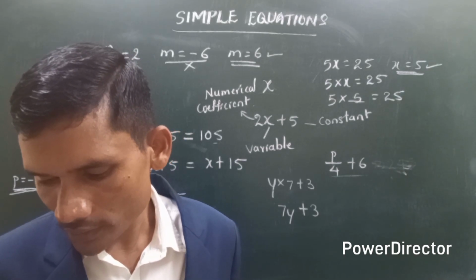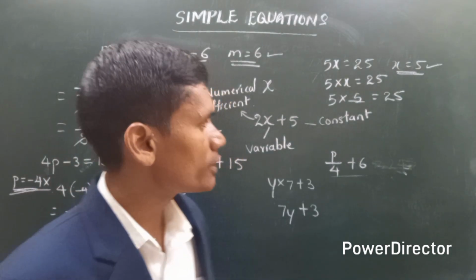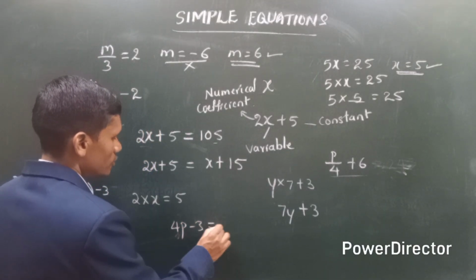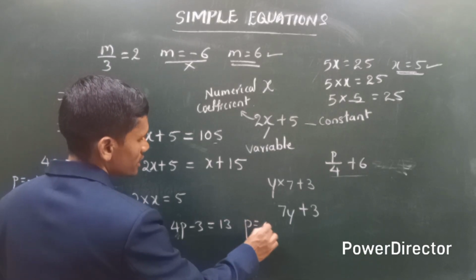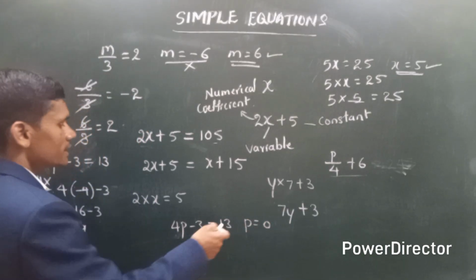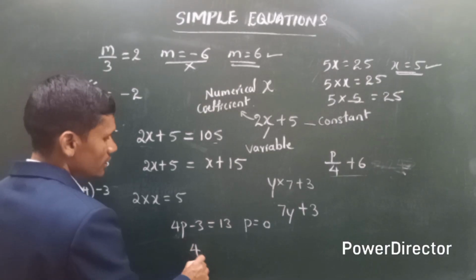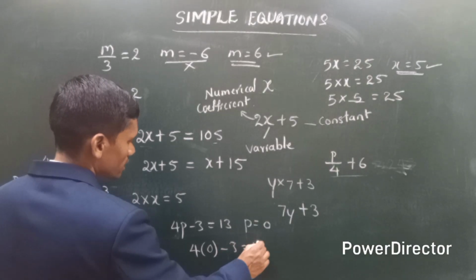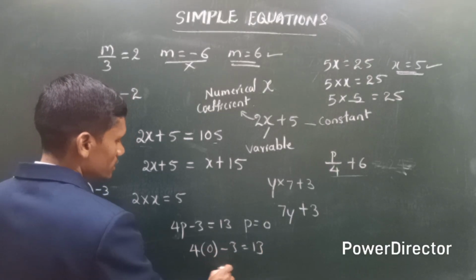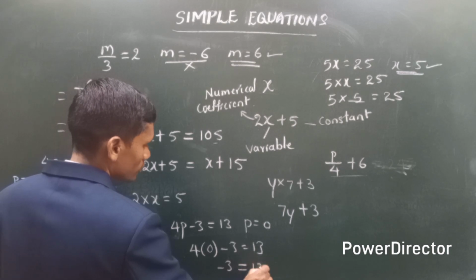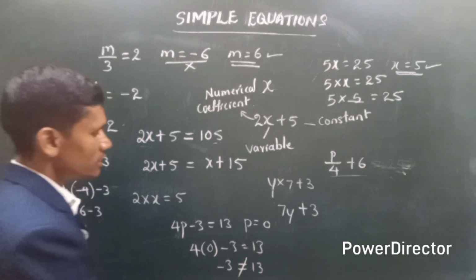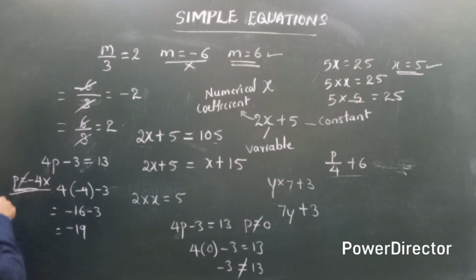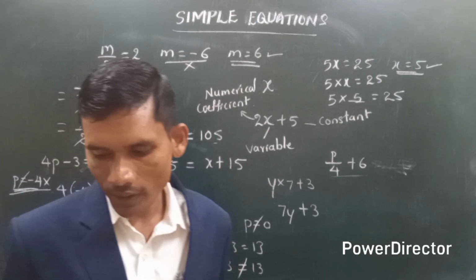Next, one more: 4p minus 3 is equal to 13, and p is equal to 0. Test it for this value. In place of p you write 0, so 4 into 0 is 0, and this becomes minus 3. Minus 3 is not equal to 13. So p is not equal to 0. Here p equal to minus 4 also is not working.